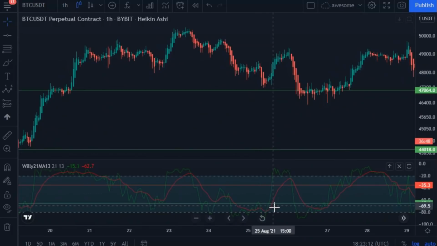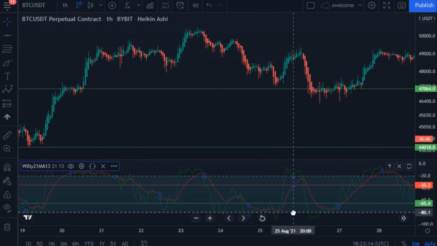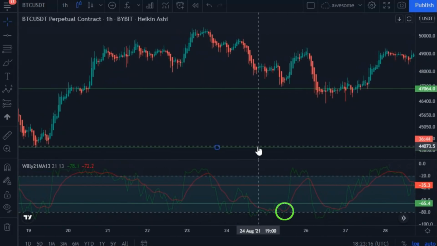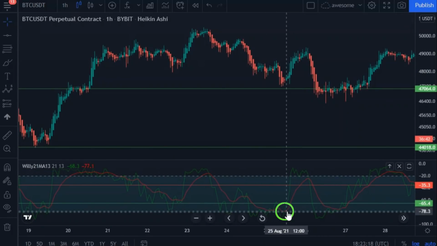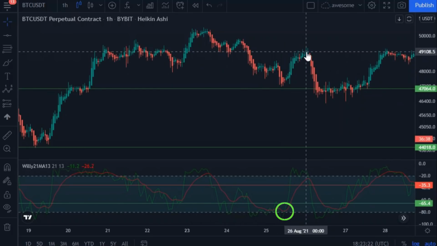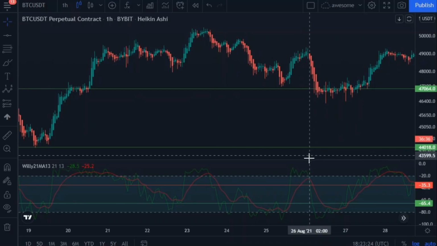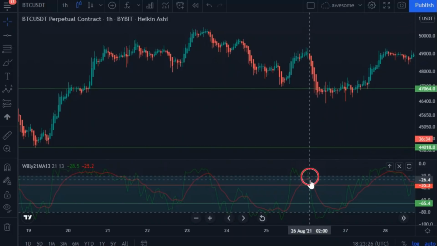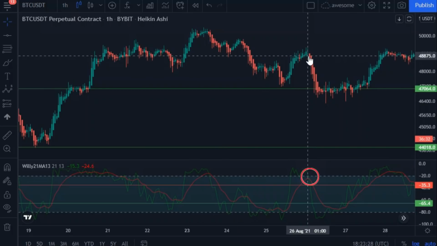Now let's see this full example. The green line cuts the red line in the buying zone, so we buy. Here, the green line cuts the red line in the selling zone, so we sell.